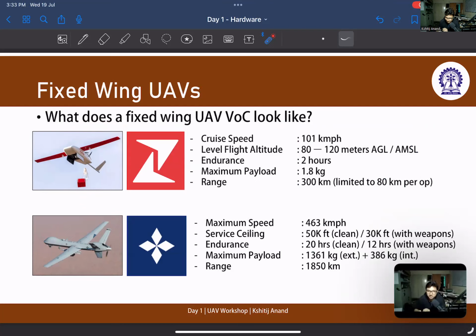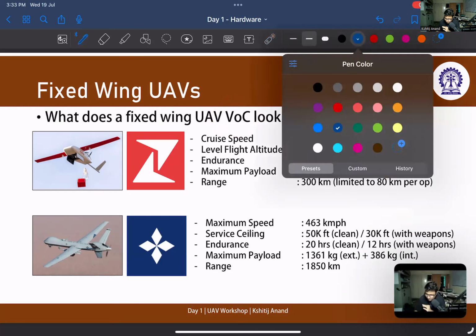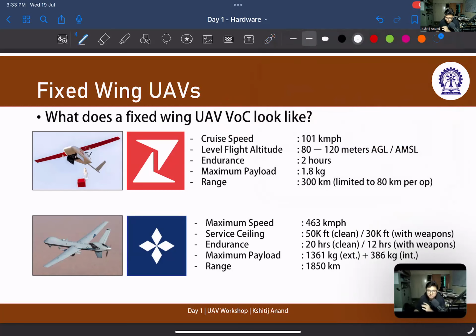Now, if you look at this slide, the subtitle says, what does a fixed wing UAV VOC look like? I probably left it blank because I wanted to highlight it. Most of you do not come across this term. VOC is called voice of customer. When you are making a product, when you are working in the industry, you take requirements from your customer, that what performance do you want, and that list of requirements is called voice of customer. And it is not necessary that you're going to fulfill everything.